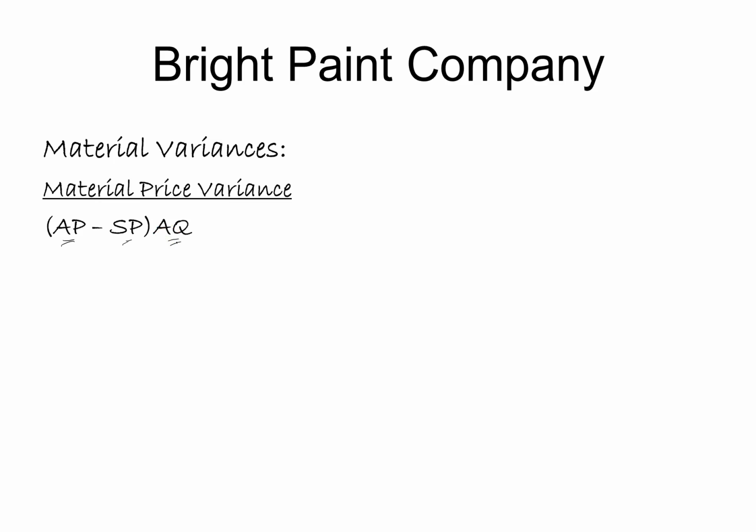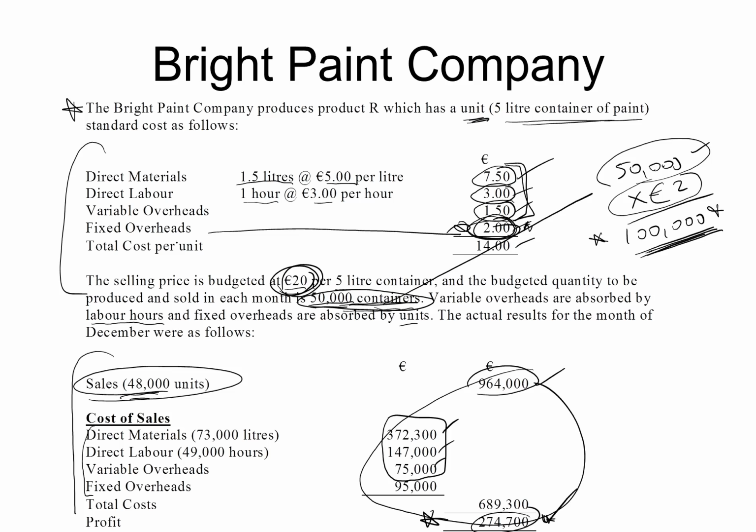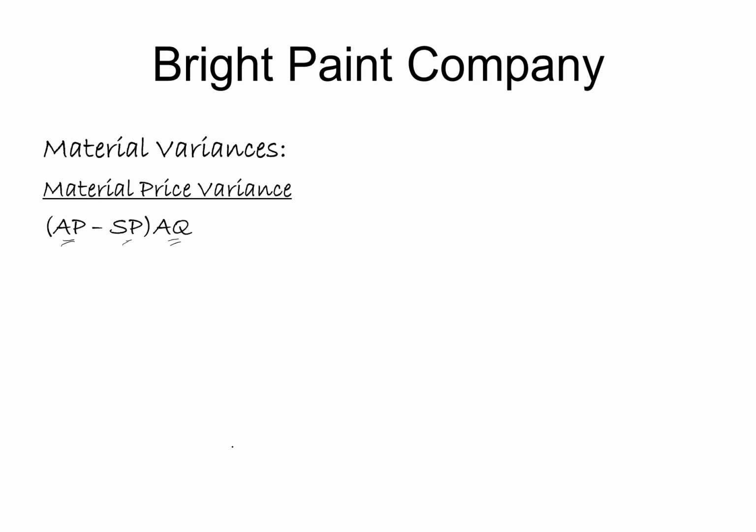So now if I just go back and have a quick look at that. So we can see here the direct materials, the standard price is €5 per litre, the actual price per litre we'll have to work out, and the actual quantity is 73,000 litres. So I have the standard price, I have the actual quantity, so I need to work out the actual price. So the actual price was the amount we actually paid, 372,300, divided by the number of litres we actually purchased, which is €5.10.